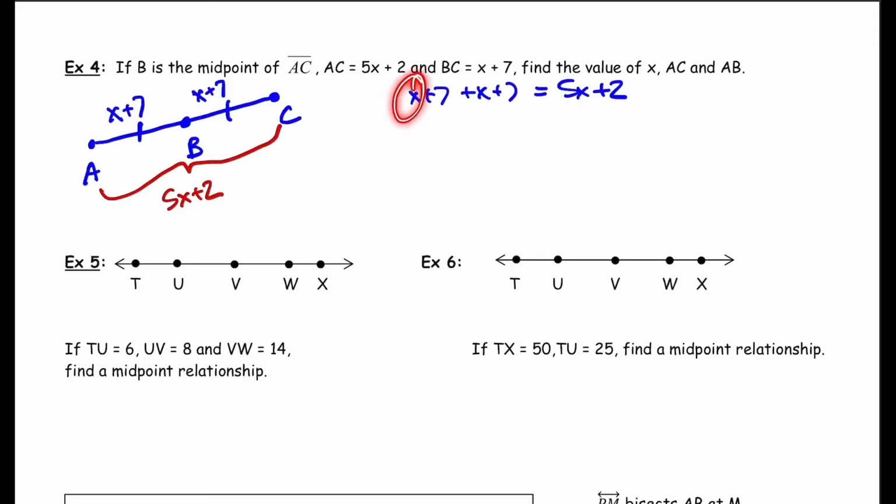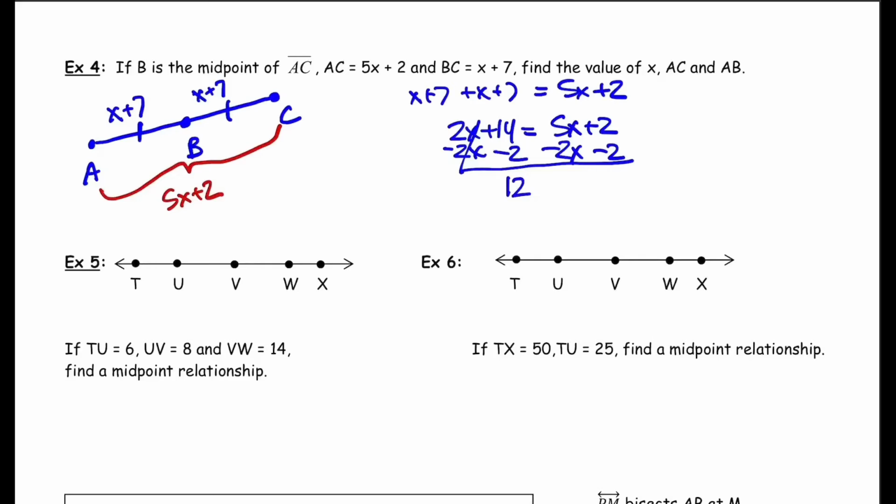So x plus 7 plus x plus 7 equals 5x plus 2. I'm going to combine my like terms here and here and those two numbers. That'll give me 2x plus 14 equals 5x plus 2, and then some quick algebra. Subtract 2x from both sides, subtract 2 from both sides. 14 minus 2, that's going to give me 12. 5x minus 2x, that's going to give me 3x. Those cancel, divide by 3. So x is 4. Find the value of x, I did that.